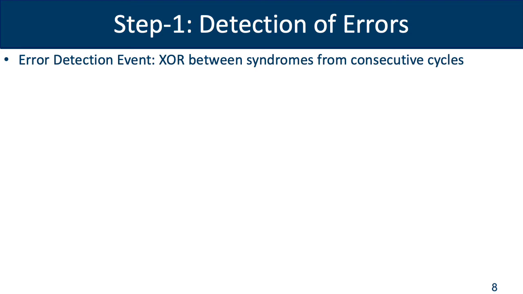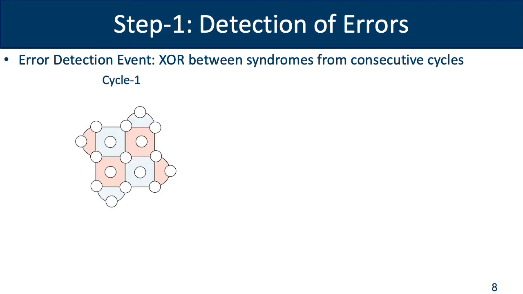First of all, decoding is about identifying if an error happened in a cycle or not, and then figuring out what was the type of the error and on which qubit it occurred, if there was an error in a cycle. LILLIPUT produces error detection events by performing an XOR operation between the syndromes from two consecutive cycles to identify if there was an error or not in a given cycle. To understand this, let's take an example.